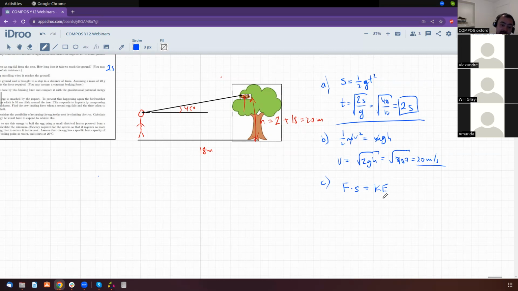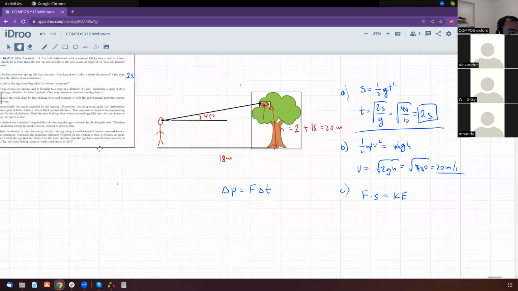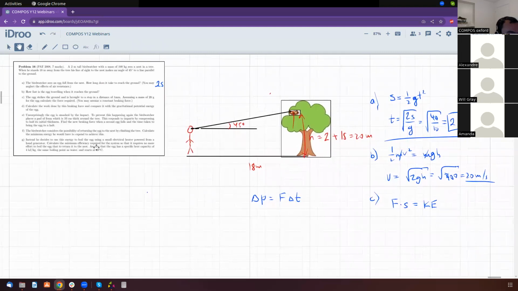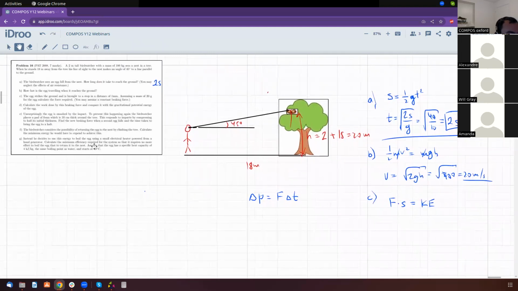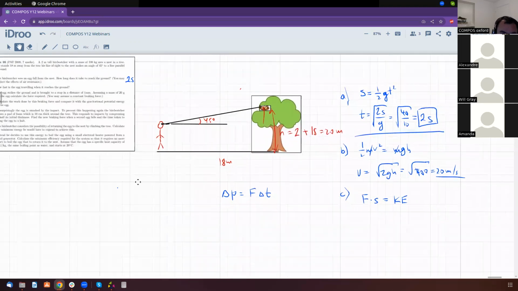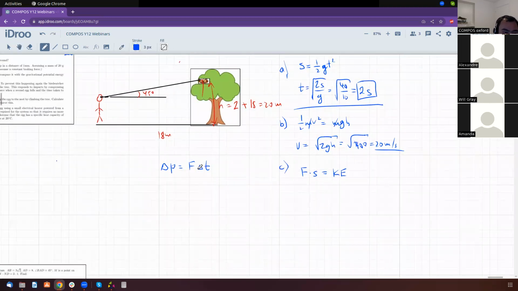Alternatively, you could use momentum. So change in momentum is equal to force times delta t. Although it does move, it says it has to stop in 1 millimeter. So that's not easy because you still need to work out the time, and for time you will need to use SUVAT. So I would use the work energy principle. So force times distance is the kinetic energy.